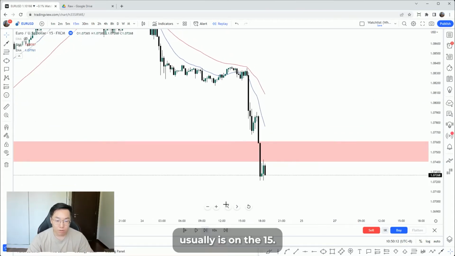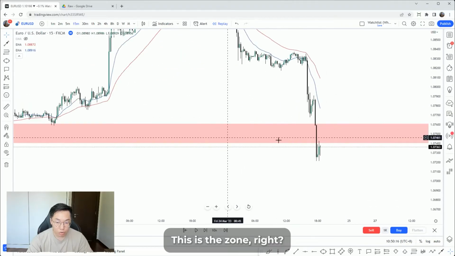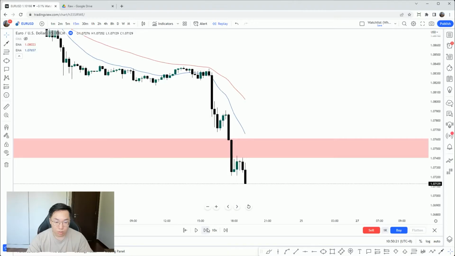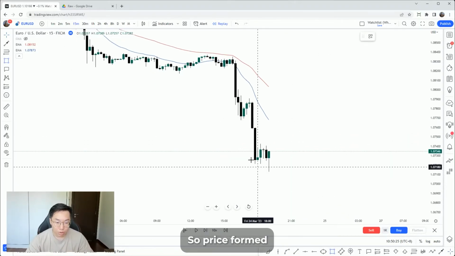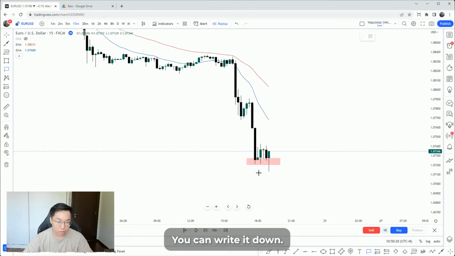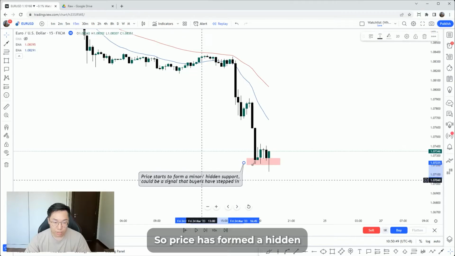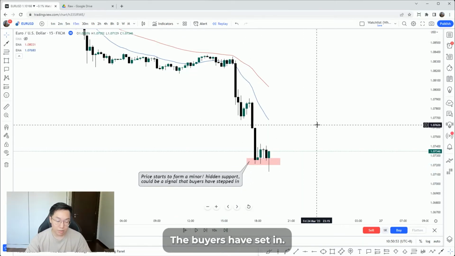Usually it's on the 15, so we have a massive sell-off here. This is the zone, all right? This is the golden zone that we're looking to go long. So we can actually remove that as well. We have the zone there. So price formed a minor structure. You can write it down. So price has formed a hidden or minor structure. It could be a signal that buyers have stepped in.